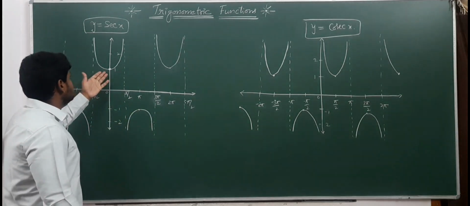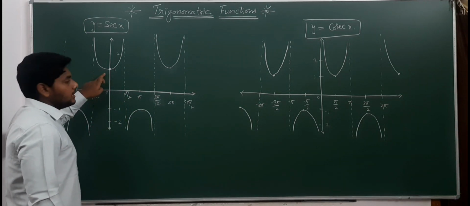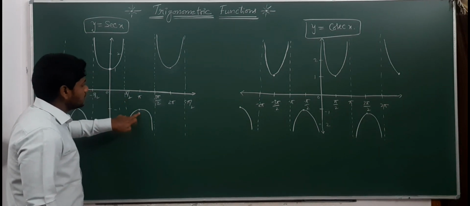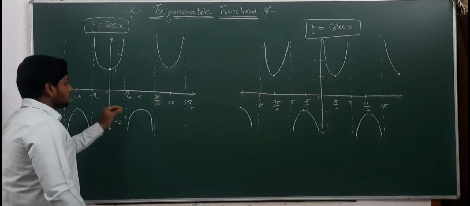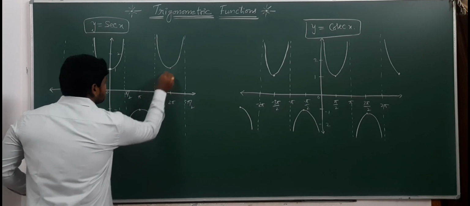1 by 1, nothing but secant 0 is also 1. And again cos pi is minus 1. Sin 2 pi is 1. Sin minus pi is minus 1. So first you substitute the values.